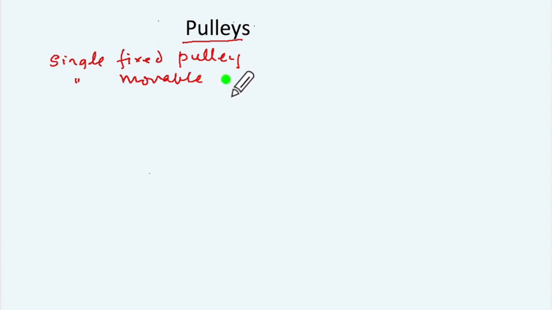Next we come to pulleys, the pulley system. So first we have the single fixed pulley, and then we have the single movable pulley. You can be asked MCQs on the definitions, and also you can be asked questions on their mechanical advantages, and also the velocity ratios, and also the effort that can be used.